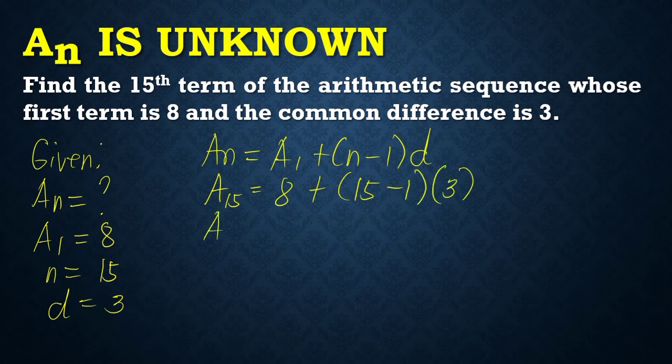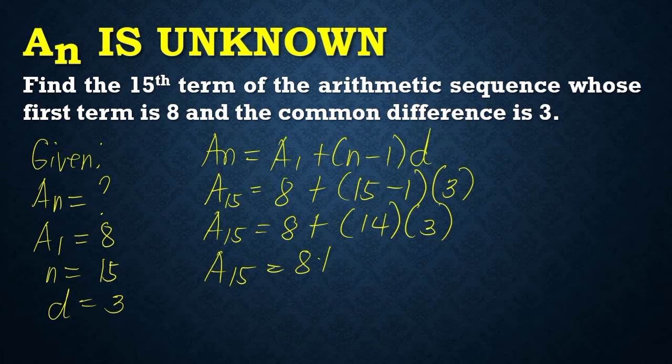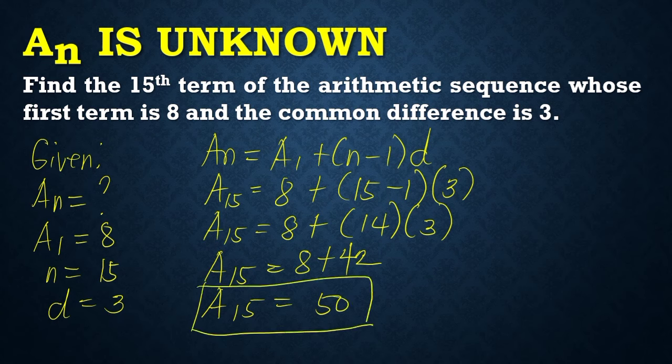So, A sub 15 is equal to 8 plus 15 minus 1, that is 14, times 3. Next, A sub 15 is equal to 8 plus the product of 14 and 3, which is 42. Then, we add 8 and 42, that is 50. Therefore, the 15th term of the arithmetic sequence is 50.